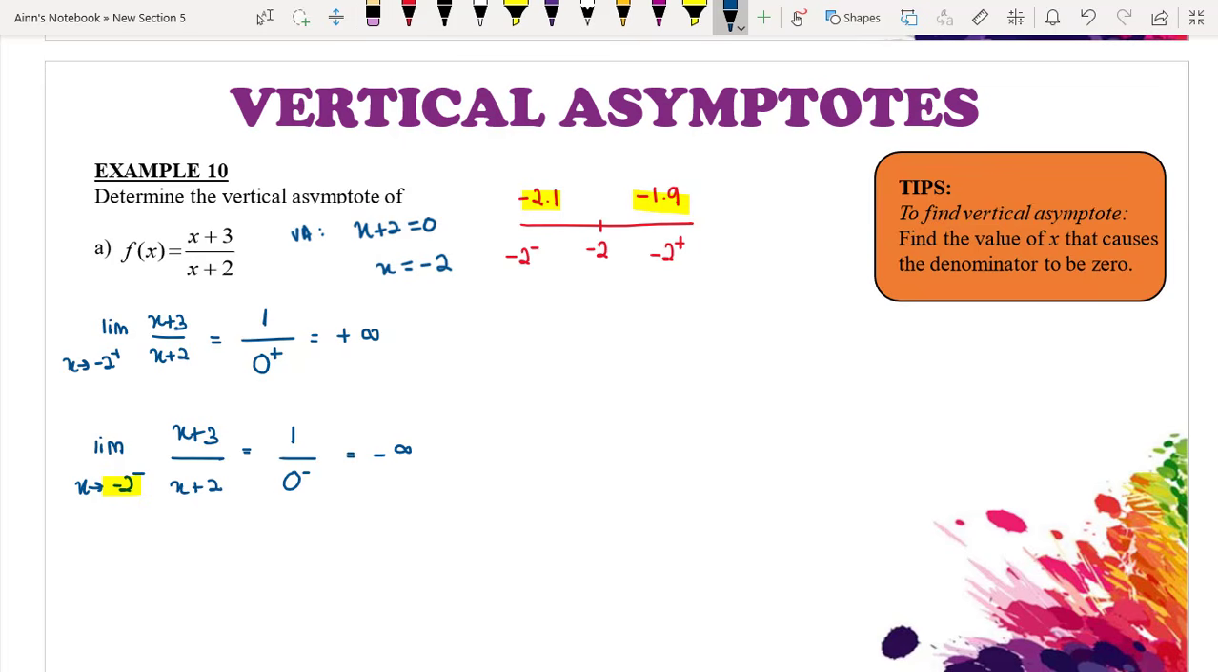So now for negative 2 from the right, we get positive infinity. For negative 2 from the left, we get negative infinity. So we can conclude our answer: x equals negative 2 is a vertical asymptote for f(x). Okay, so let's proceed to the next example.